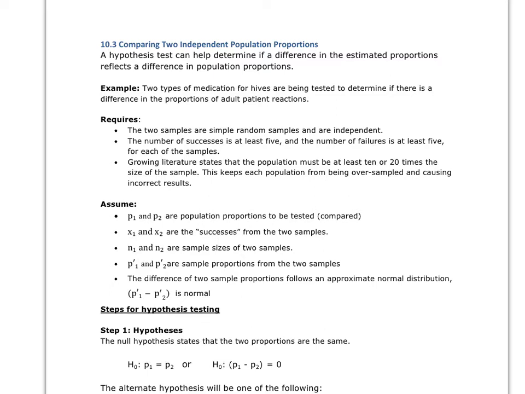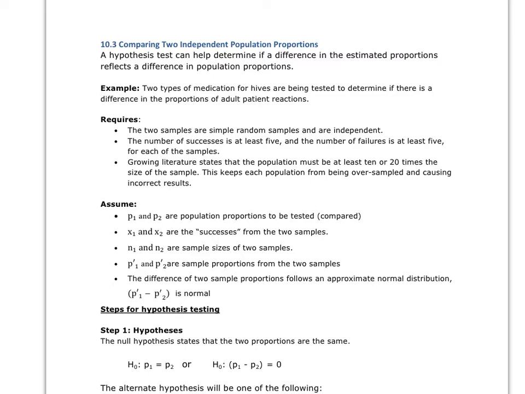Okay, and this next statement is also a guideline that we want the population to be at least 10 or 20 times the size of the sample. So if we've got a really small population, that's not going to be possible, but we want to just make sure that the sample that we're taking is relatively small compared to the population. So that keeps the population from being oversampled and causing us to get incorrect results.